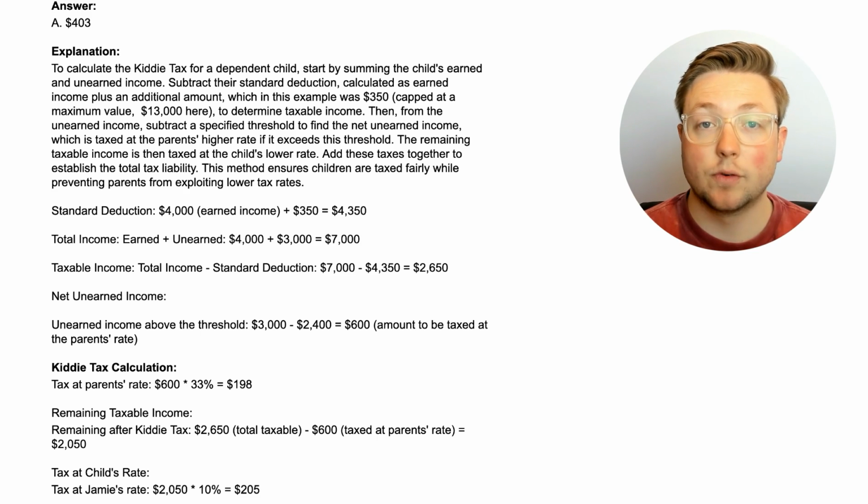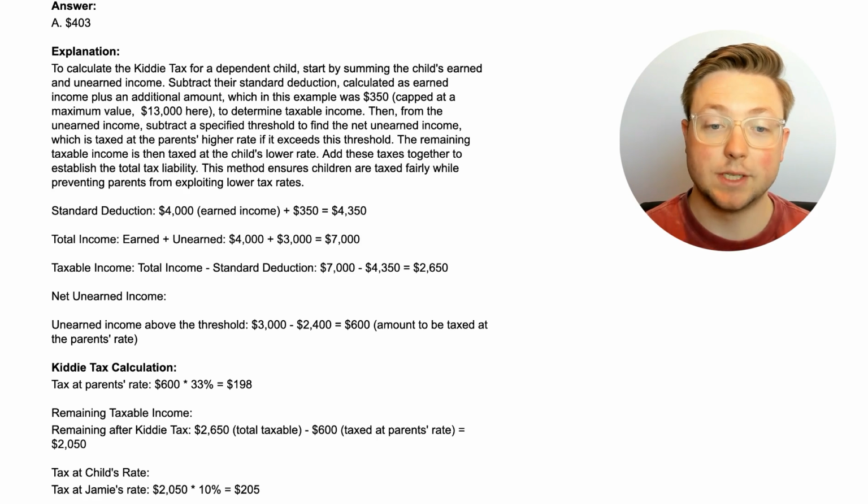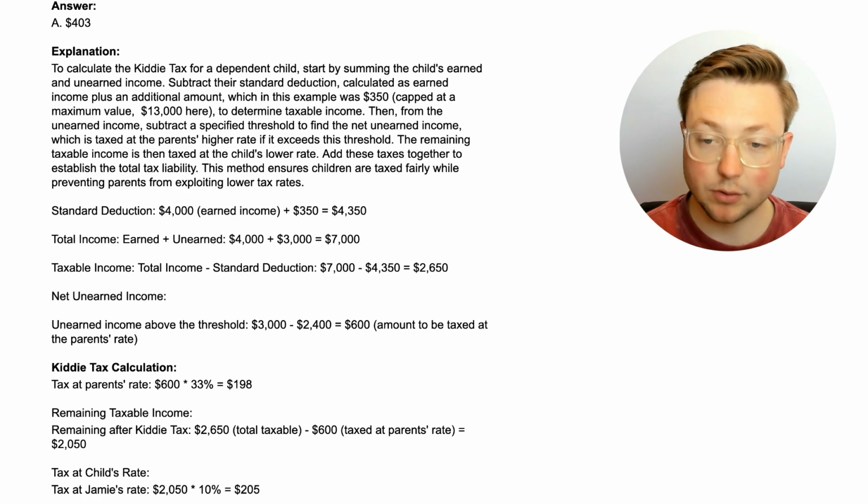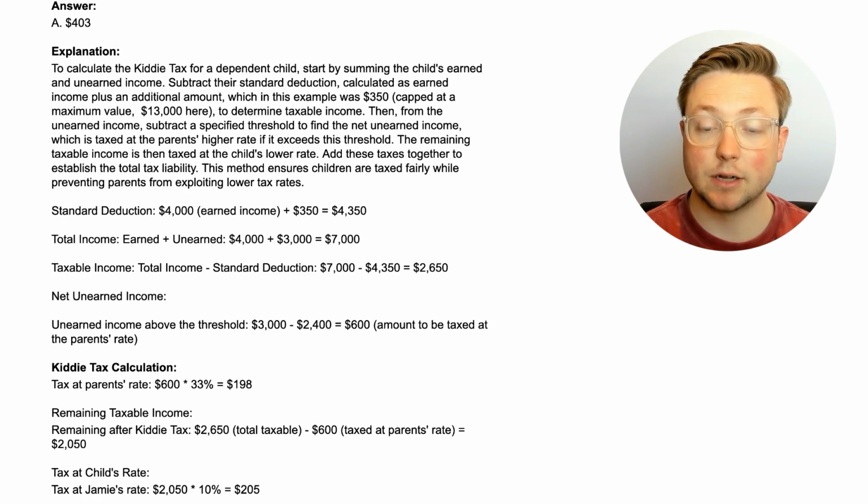To calculate the Kiddie tax for a dependent child, start by summing the child's earned and unearned income. Subtract their standard deduction, calculated as earned income plus an additional amount, which in this example was $350, capped at a maximum value, and again that was $13,000 here, to determine taxable income. Then from the unearned income, subtract a specified threshold to find the net unearned income, which is taxed at the parent's higher rate if it exceeds this threshold. The remaining taxable income is then taxed at the child's lower rate. Add these taxes together to establish the total tax liability. This method ensures children are taxed fairly while preventing parents from exploiting lower tax rates.